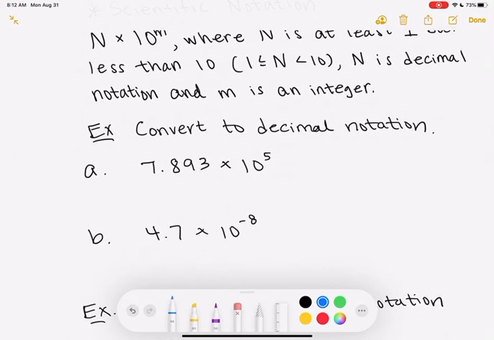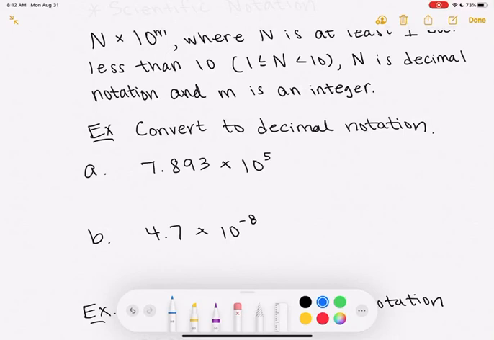So I have two of them written here: 7.893 times 10 to the fifth, and then the second one being 4.7 times 10 to the negative 8. A lot of people actually already know what to do. If you think that this looks familiar, remember you're going to grab that decimal and you're going to swing it that many times, one direction or the other. Okay, so that's your hint. So go ahead and hit pause, give it a try, come back when you're ready.